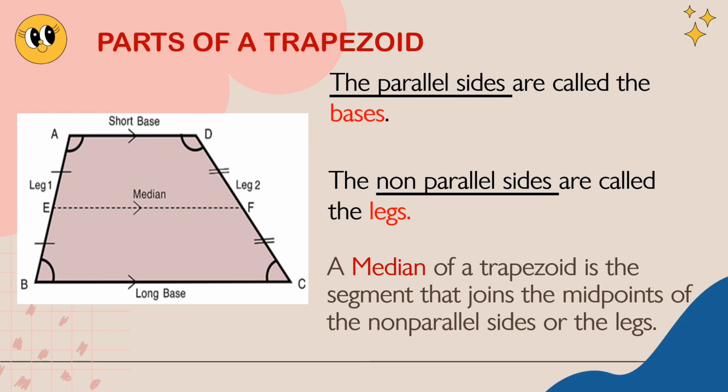So again, we have the bases. In our given figure, the bases are line segment AD and line segment BC. Then we have the legs. In the figure, the legs are line segment AB and line segment CD. And of course, the median. The median is line segment EF, and the midpoints are point E and point F.